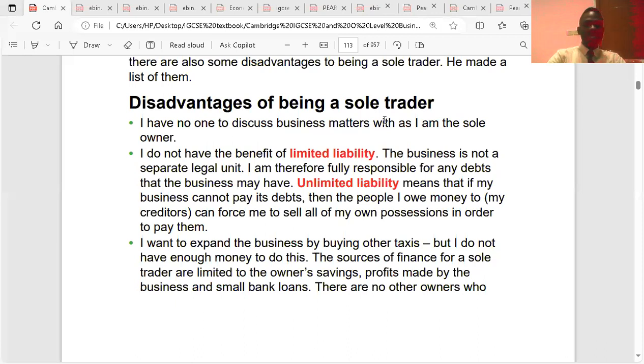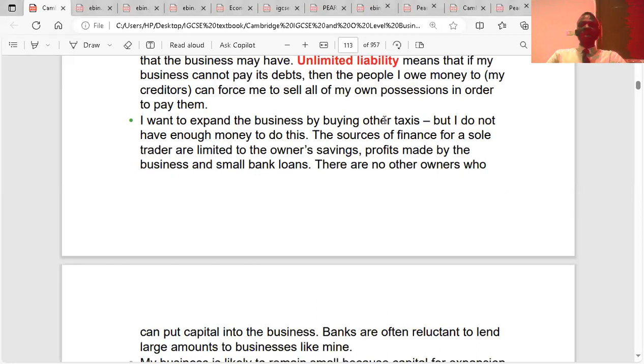Okay, yeah, the third one. He said, I want to expand the business by buying other taxis, but I do not have enough money to do this. The sources of finance of a sole trader are limited to the owner's savings, profit made by the business, and small bank loans. There are no other owners who can put capital into the business. Banks are often reluctant to lend large amounts to businesses like mine. So here, this is Mike's problem.